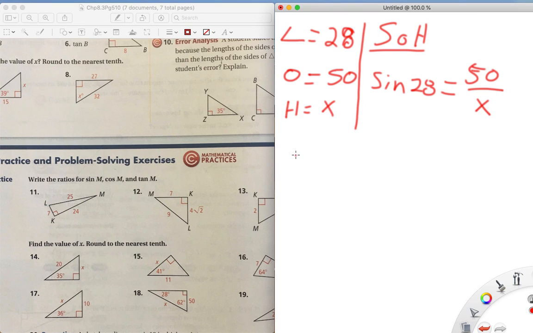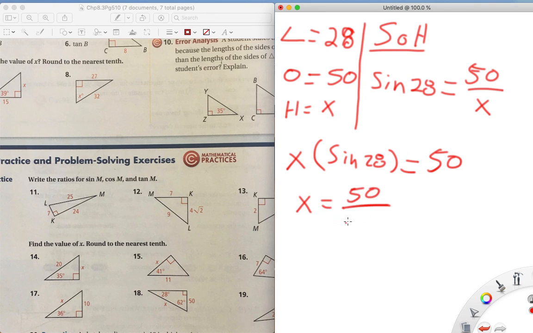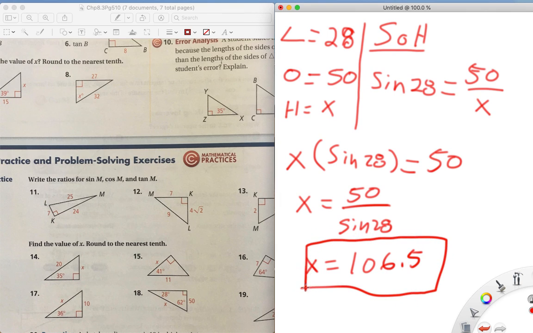I'm going to multiply both sides by x. I'm going to get x times sine of 28 is equal to 50. Then I'm going to divide both sides by sine of 28. And I'm going to get that x is equal to approximately 106.5. And that was using my angle of 28.